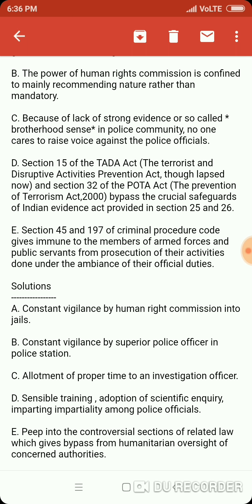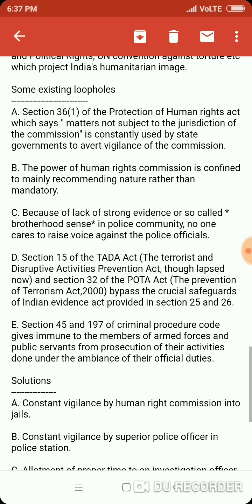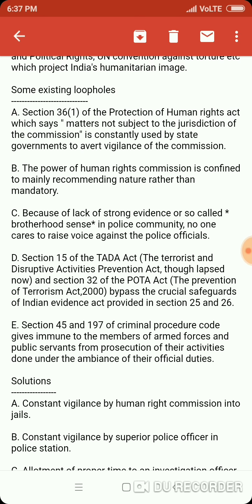Section 15 of the TADA Act, though it has lapsed, and Section 32 of the POTA Act have diluted Sections 25 and 26 of the Indian Evidence Act. Sections 45 and 197 of the Criminal Procedure Code give immunity to members of the armed forces and public servants for any activities done in the course of their official duties. These are some existing loopholes through which custodial violence continues.